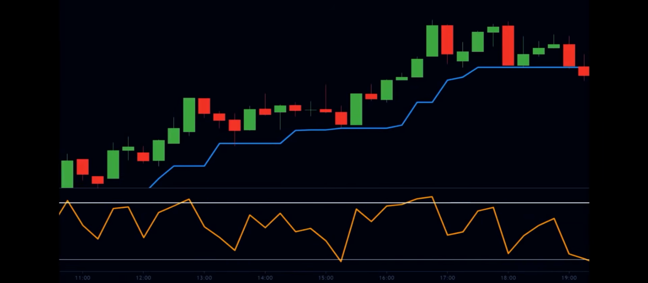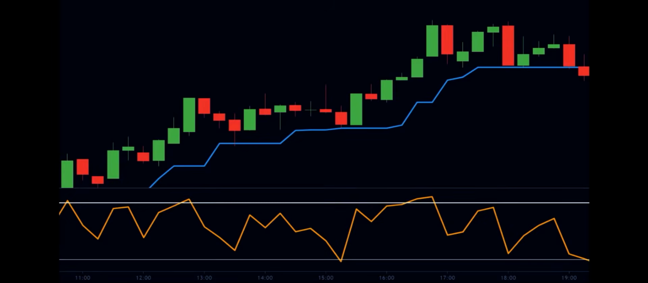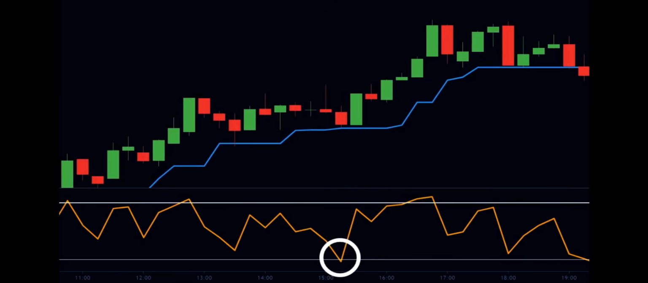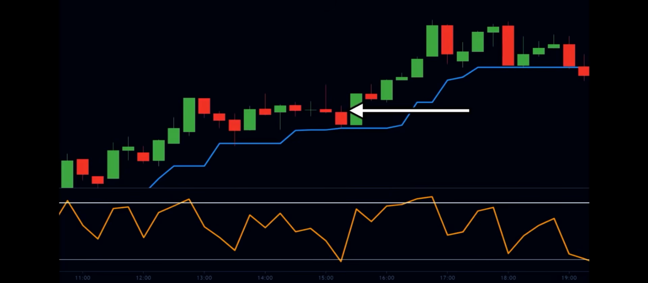Here is a buying setup. Here we see that the HalfTrend indicator is blue. Hence, we will look at buying opportunities only. Therefore, we wait for the RSI to drop below 10. Here the RSI drops below 10. So, this candle becomes our trigger candle. To enter the buy trade, we will place a buy order above the high of the trigger candle.